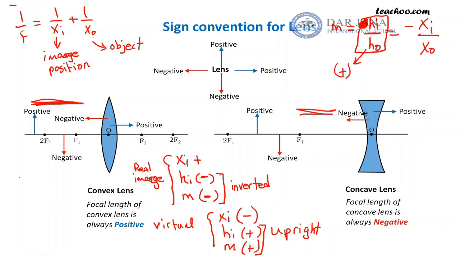Now for the magnification, if the magnification is less than 1 as absolute value, so the image will be reduced. We are talking about absolute value. If the magnification is greater than 1, so the image will be magnified or enlarged.